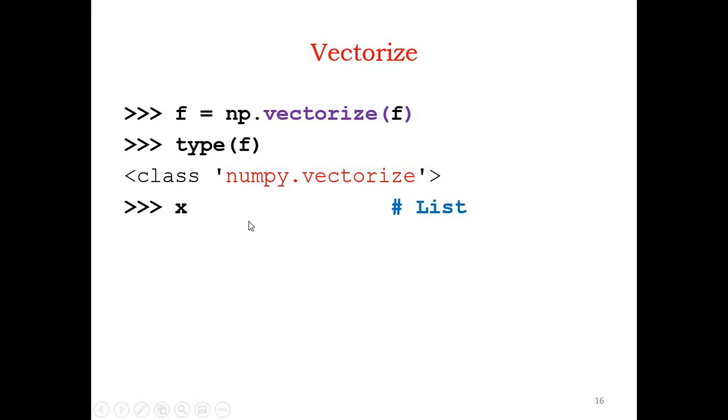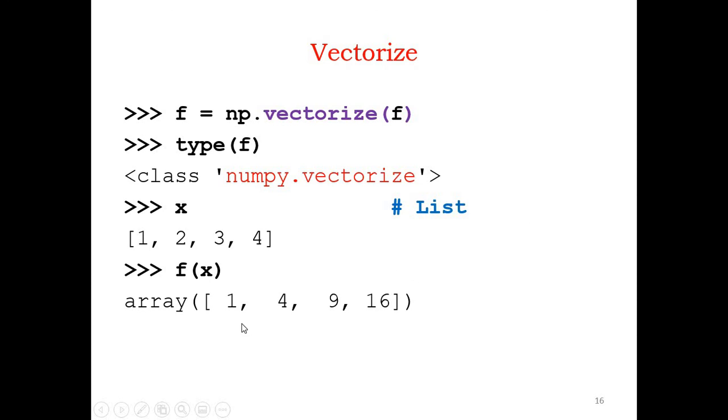So now you have the x list 1, 2, 3, 4. x can be a list or a NumPy array, it doesn't matter. If you write f(x), you have got the array, because your f is now vectorized like the functions in NumPy. This is the end of the part.